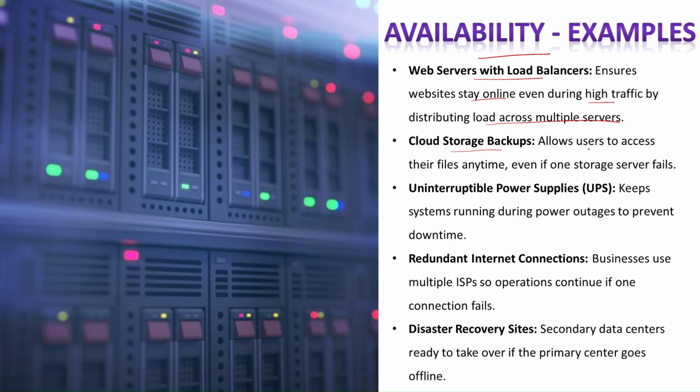Cloud storage backup allows users to access their files anytime, even if one storage server fails. Uninterrupted power supplies, that is UPS, keep systems running during power outages to prevent downtime. Redundant internet connections: businesses use multiple ISPs, that is internet service providers, so operations continue if one connection or one ISP fails. Disaster recovery sites: secondary data centers ready to take over if the primary center goes offline. The cloud provider, for example AWS, has multiple data centers, and that's why it is available all the time, because if one data center of Amazon AWS fails, users are seamlessly routed to the other data center without any disruption.